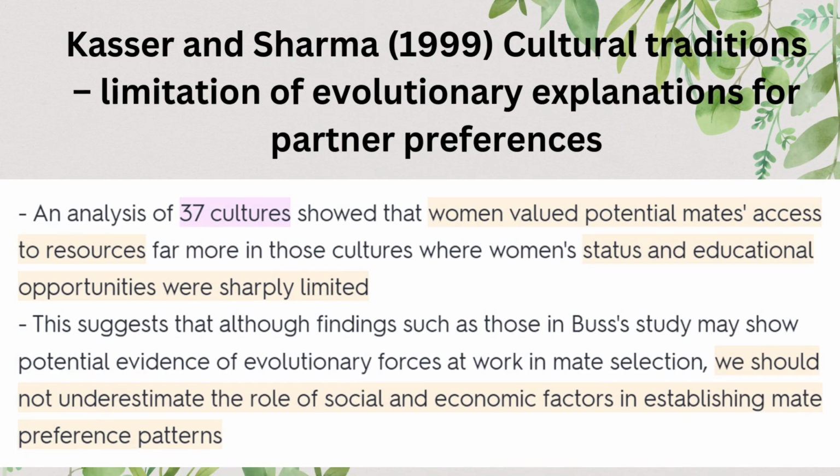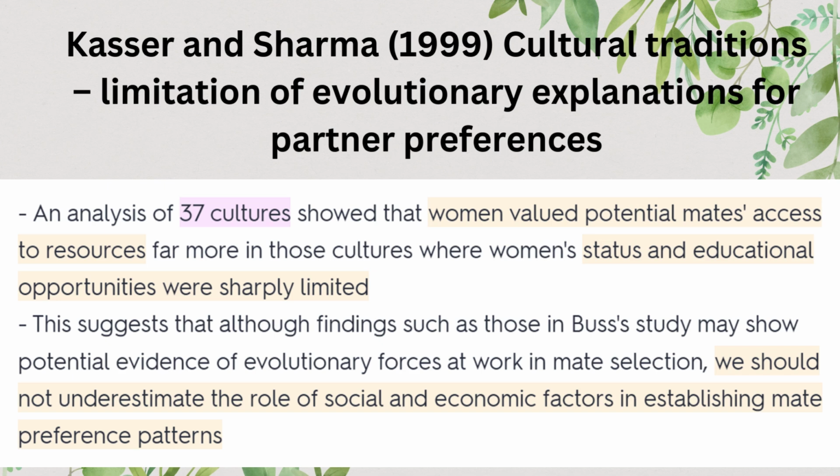So now I hope you're clear with the counter argument, which you can write in the counter argument knowledge in your 22 marker question. Let's do two studies you can write against evolutionary explanation of behavior. So what are these two studies? The first is Kesar and Sharma 1999, Cultural Traditions, Limitation of Evolutionary Explanation for Partner Preferences.